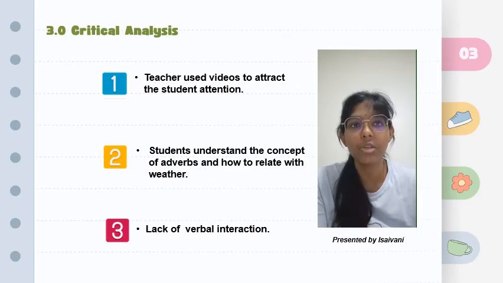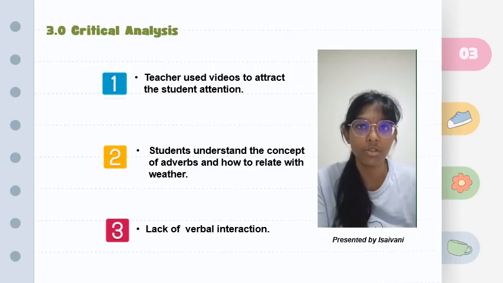Okay, so number 2 is students understand the concept of adverbs and how to relate with weather. Our main objective is we wanted the students to learn about adverbs. Because our topic is about weather, we relate the adverbs with weather. We wanted the students to describe the weather using adverbs. Example sentences are like, it rained heavily all night long, snow fell lightly over the mountains, the sun slowly appeared from behind the clouds.